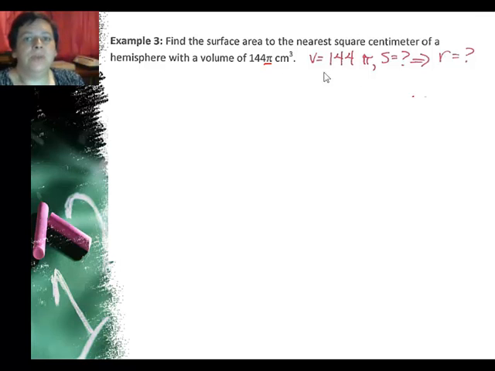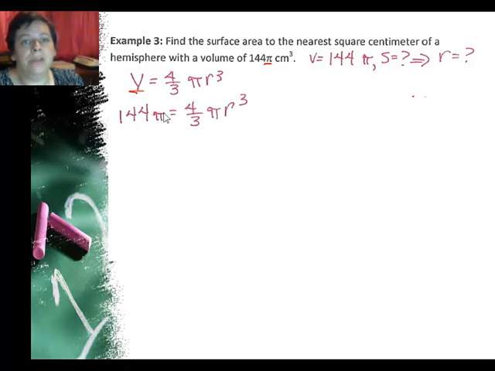So first of all, let's write down the formula for the thing I do know, which is volume. But you're probably saying, hey, I already know volume. Why do I need the formula? Well, the formula will actually help me find the radius. So I'm going to substitute in here, and that's pretty much it.